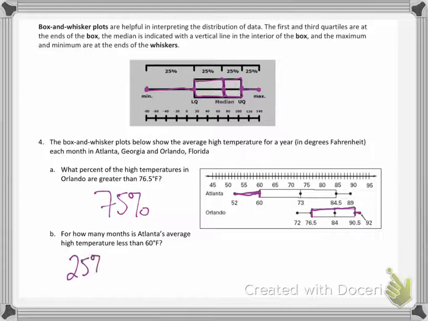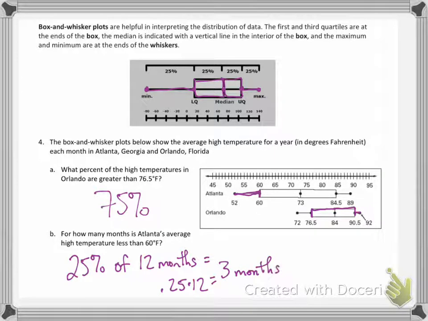But the question is, how many months? So what we would have to do is take 25% of, so it said it was the temperature for a year. A year is 12 months. We would take 25% of 12 months. So mathematically, that means you're doing 0.25 times 12, and you get an answer of 3 months.